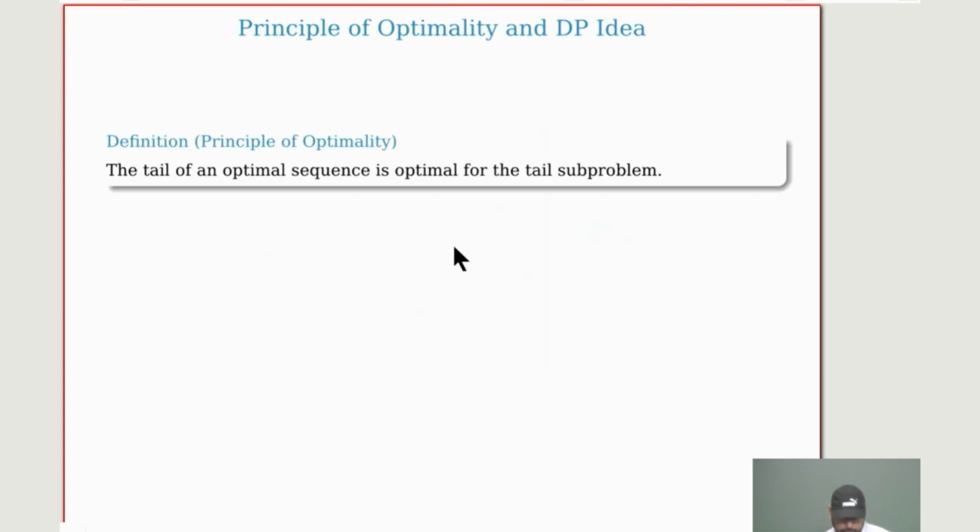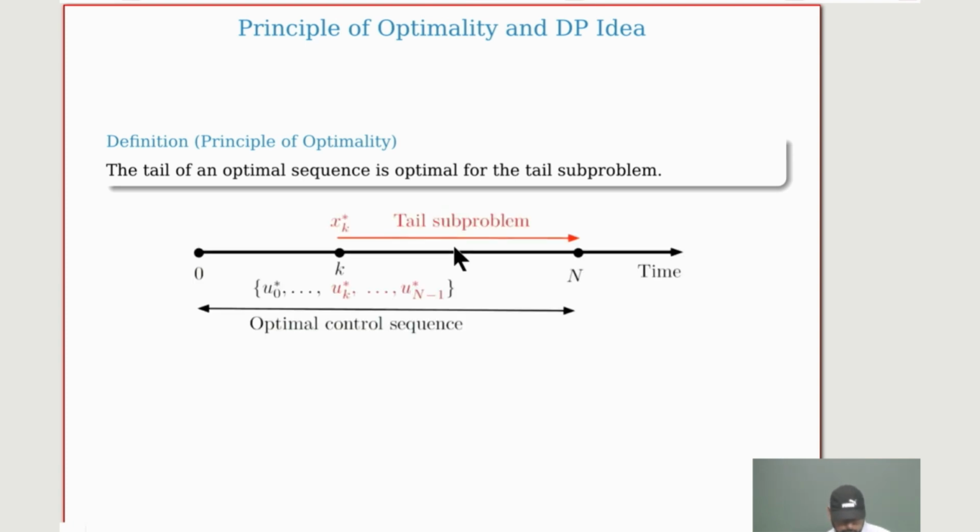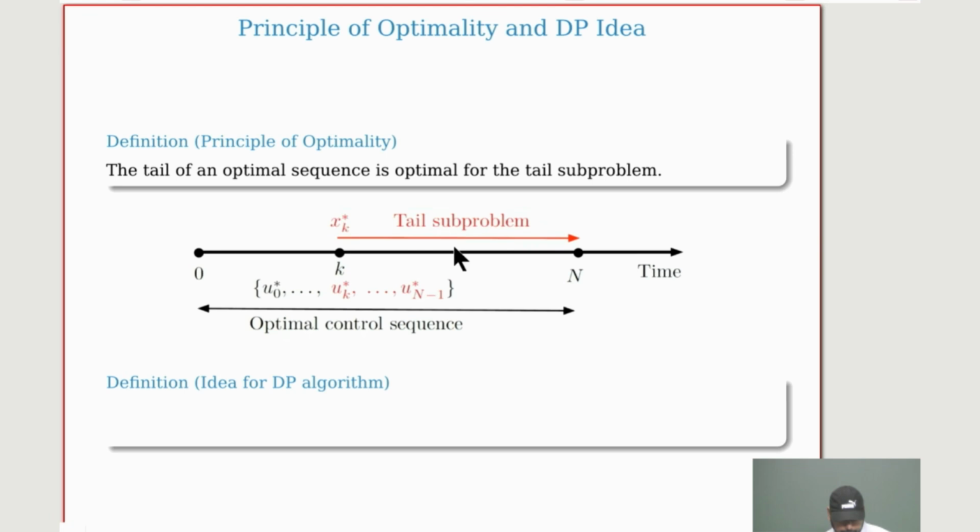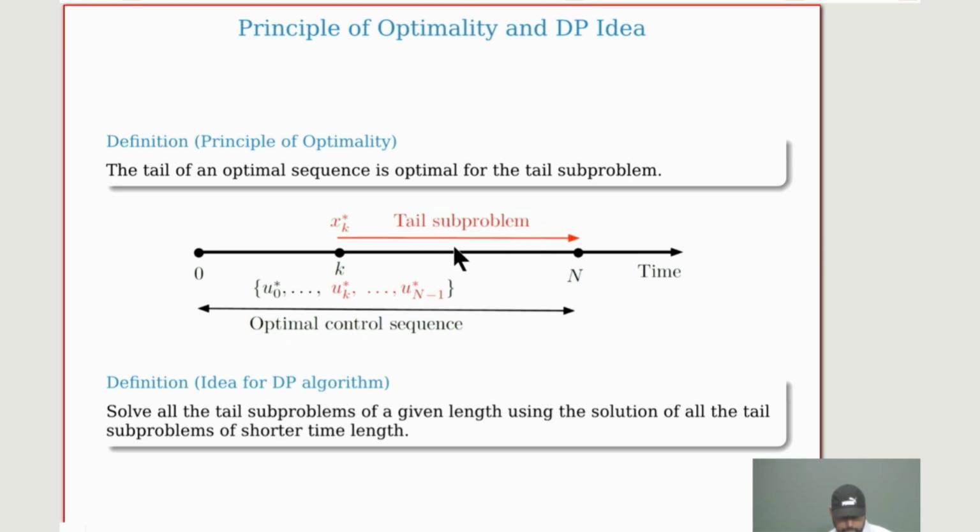So the tail of an optimal sequence is optimal for the tail subproblem. That we have seen. So solve all the tail subproblems of a given length using the solution of all tail subproblems of shorter length. If you can build from the back, you understand your life going backwards. So that's the point. Maybe you look at your most recent mistakes, and then the mistakes before that.